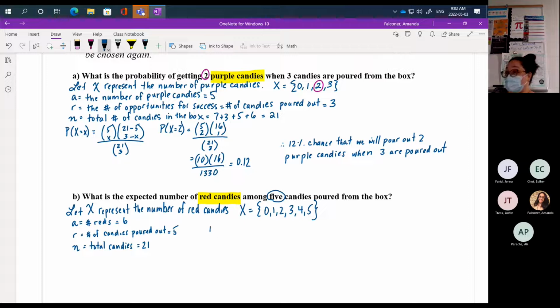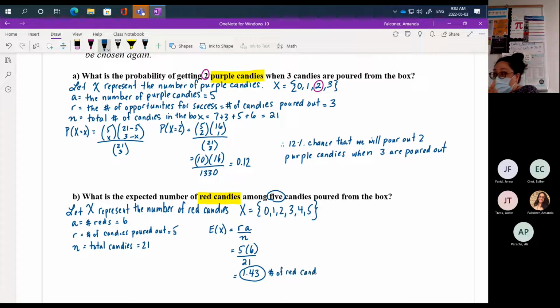of red candies? So I'm going to write down the expected value formula, and that is R times A divided by N. 5 times 6 divided by 21. This is 30 over 21, or 1.43, right? It's not a probability. If you're thinking it's a probability, then that would be a problem because we're beyond 1. This is in the unit of the original object. So this is number of red candies.